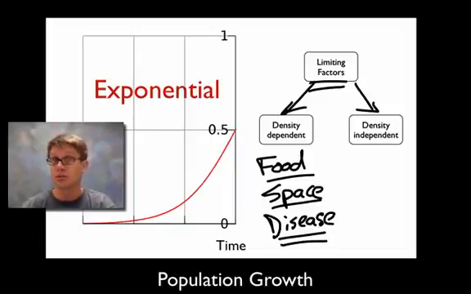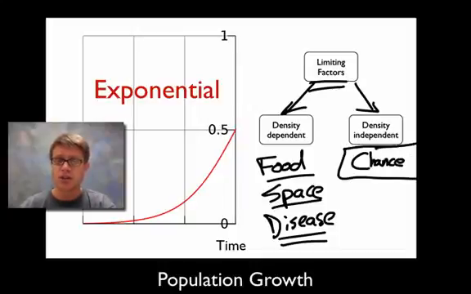So that's going to limit the growth. Density independent are going to be those that aren't related to population size. So what are they related to? They're related to chance. And so a giant volcanic eruption, it's just chance, is still going to limit growth, but it would be density independent.